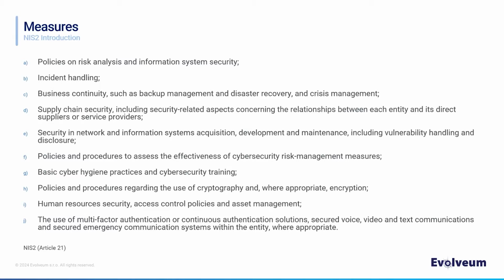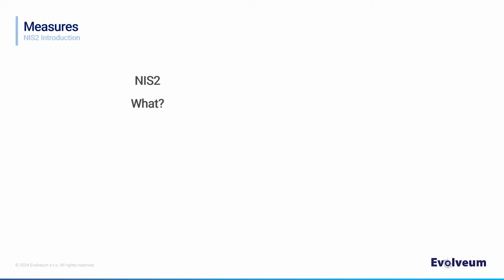NIS2 is a directive, and this is probably the most technical part of this directive. You don't need to read those lines, but for example, if you pick incident handling, it's quite a huge topic, and I don't know how to tell that I am compliant with incident handling. What shall I do? I will need some additional information. So basically, NIS2 is a directive, and it tells you what you need to do, what domains you need to cover to be compliant with, but not how to be compliant in those domains.